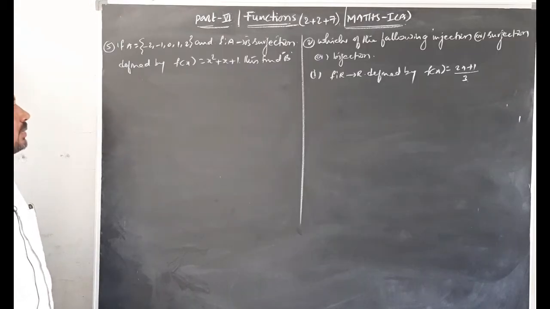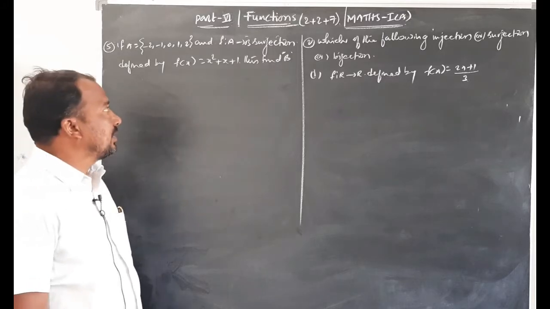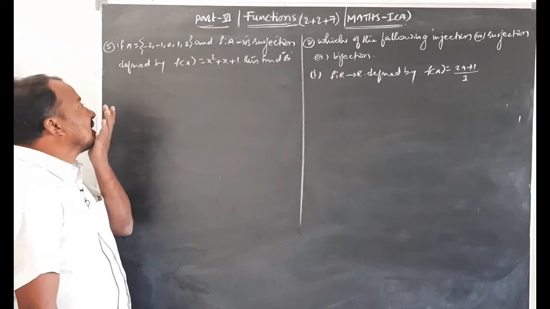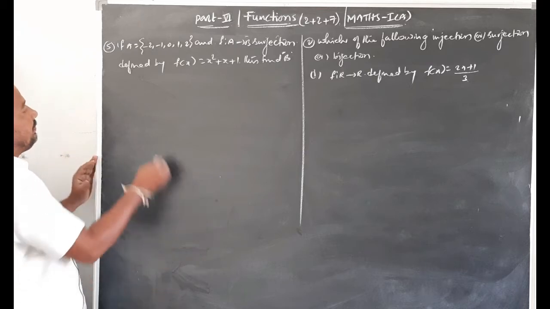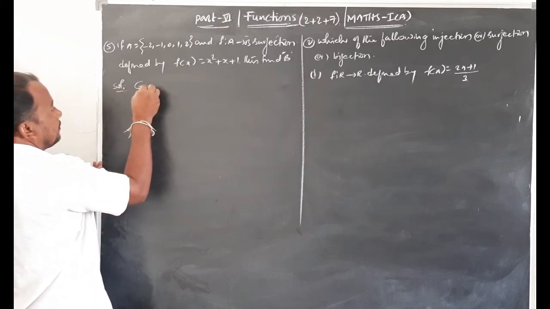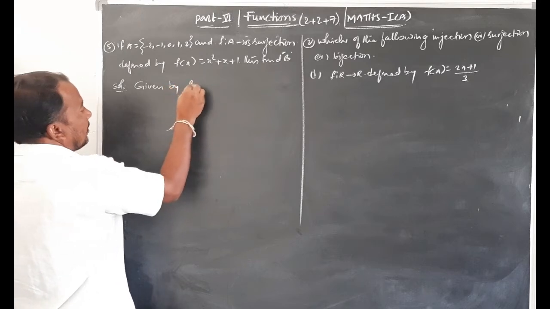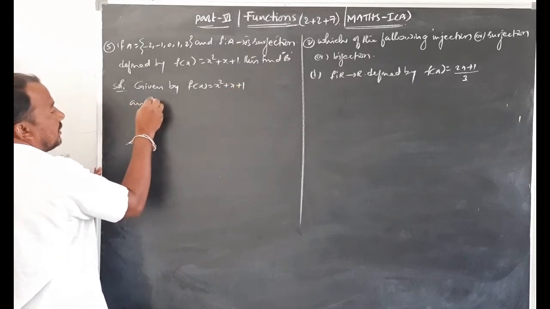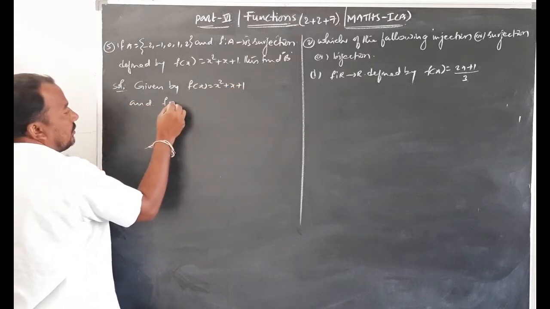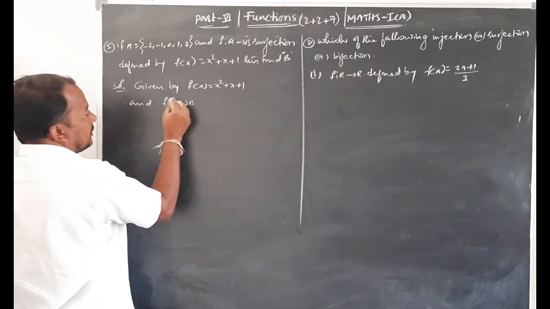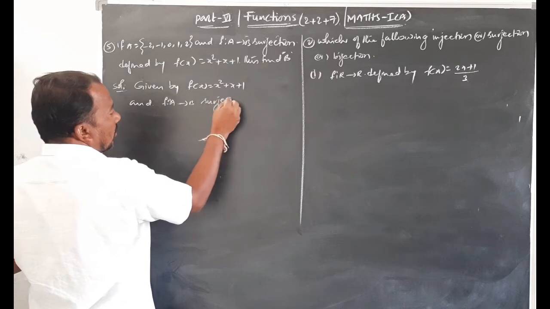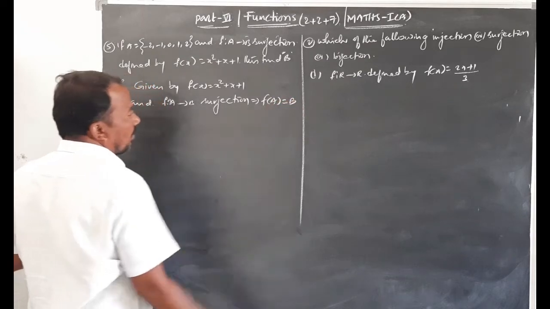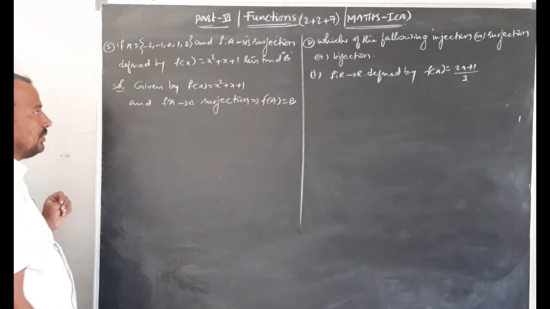If A equals {minus 2, minus 1, 0, 1, 2} and f from A to B is a surjection defined by f of x equals x square plus x plus 1, then find B. Given f of x equals x square plus x plus 1 and f from A to B is a surjection, this implies f of A equals B.